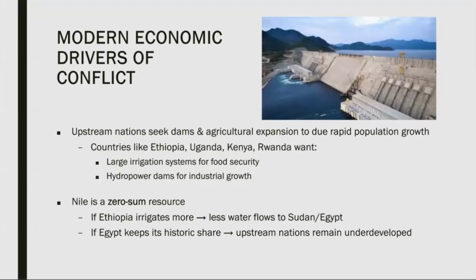However, if Egypt keeps its historical share, countries like Ethiopia, who contribute over 80% of this water, remain undeveloped and have no access to water to provide agriculture for their country.